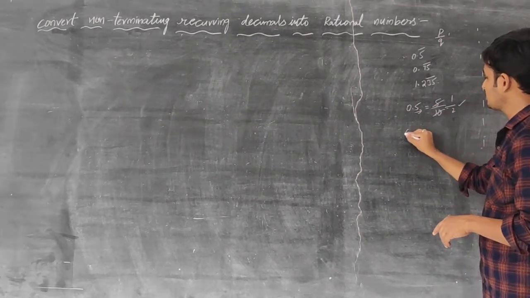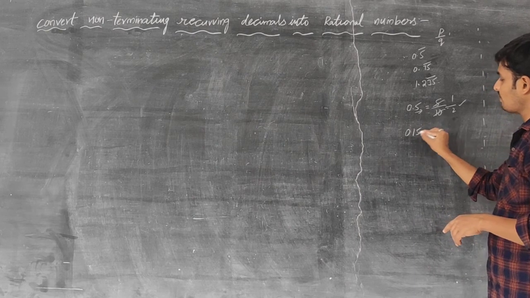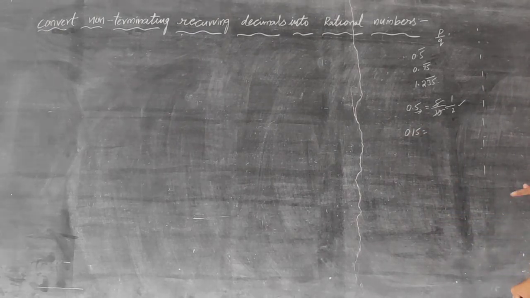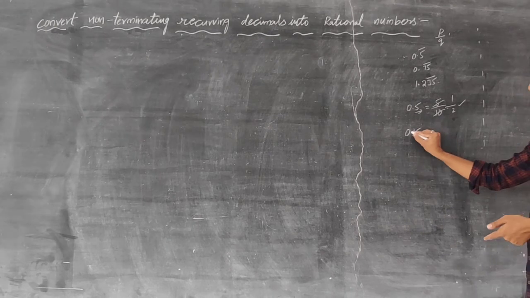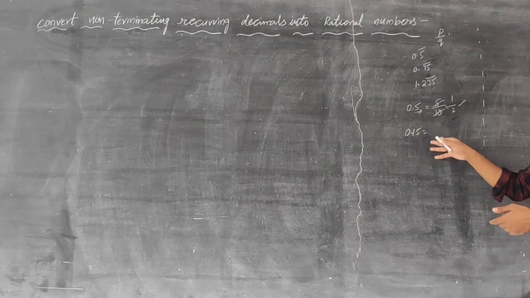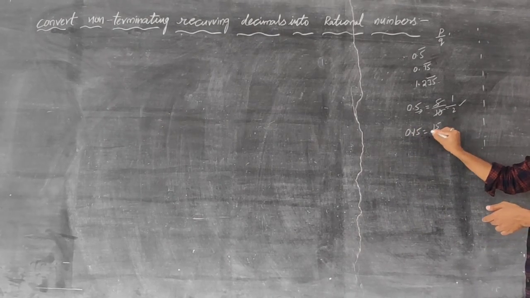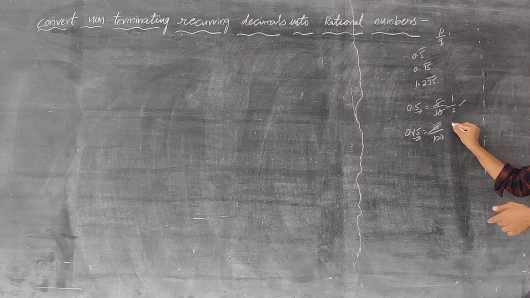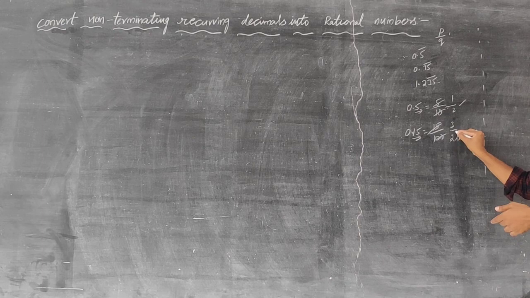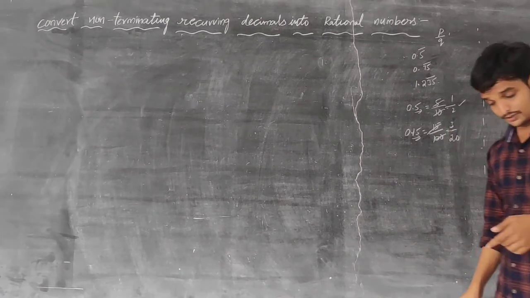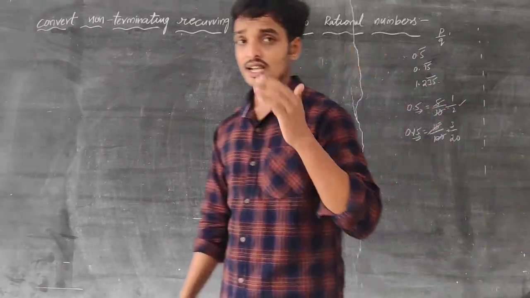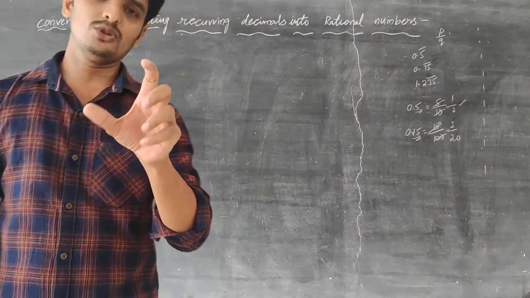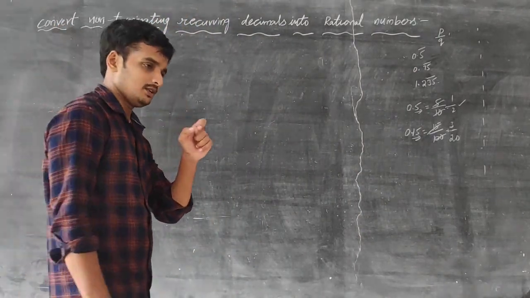The same way with 0.15. If you remove the decimal point, we have 15. 15 by 1 followed by 2 places, so 100. If you cancel by the 5 table, 3 and 20. So 3 by 20 is our answer. That is the simple way, and those sums feel very easy.